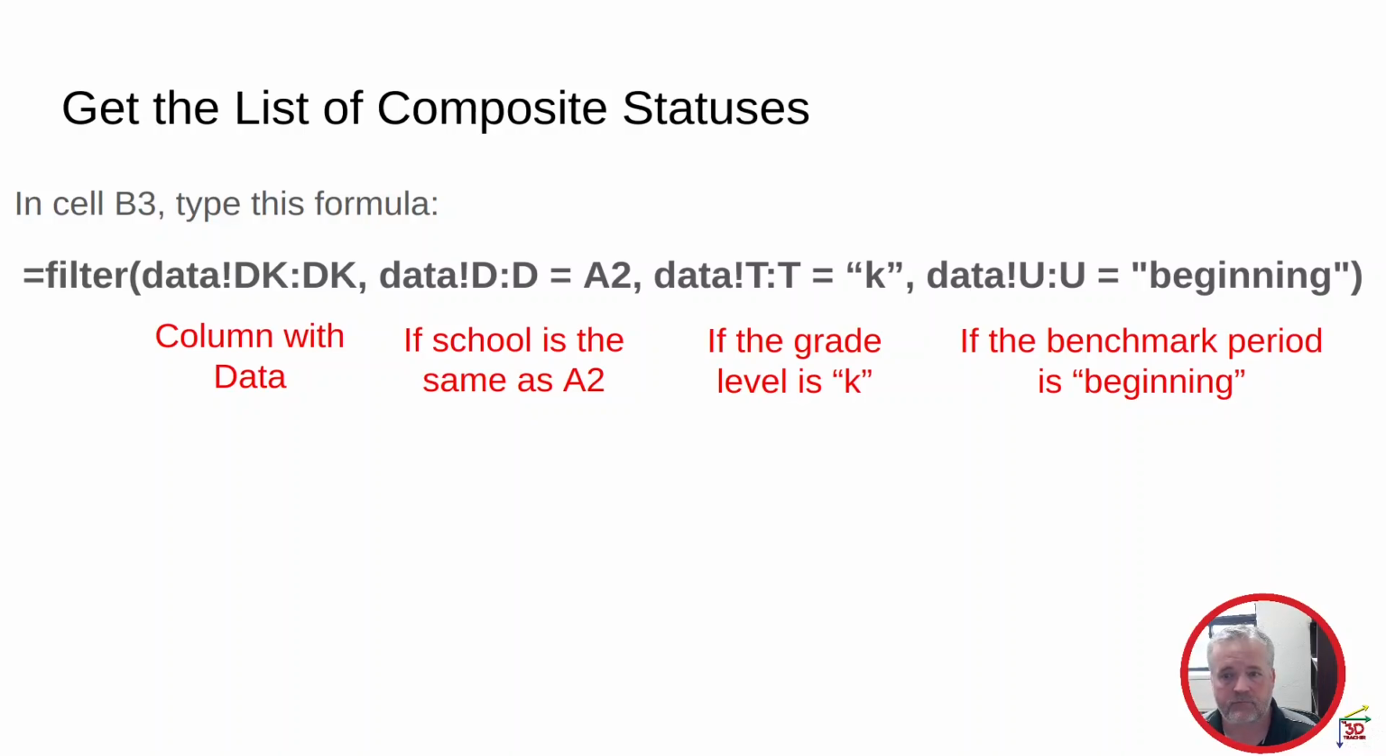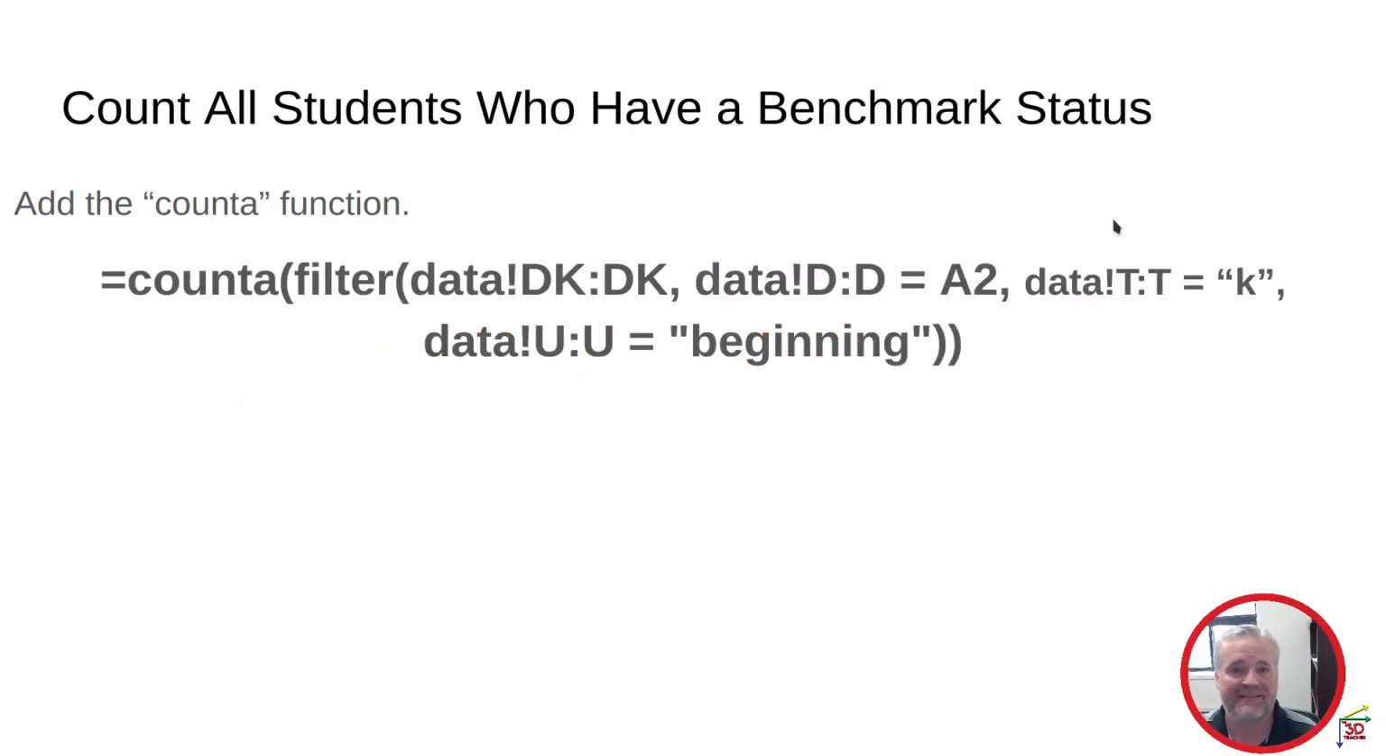Once you have that list, we can go on to the next part, which is to count all of those students. How long of a list is it? That will give us all the students that took the test. The COUNTA function in Google Sheets does that. It counts every cell that has a value in it. So if it's blank, if they didn't take the test, it won't count them, but it will count every student in that list that took the test.